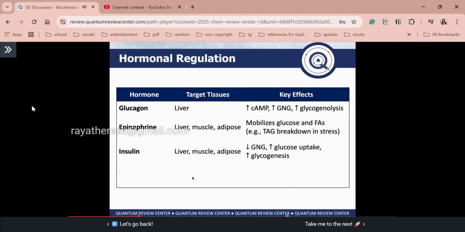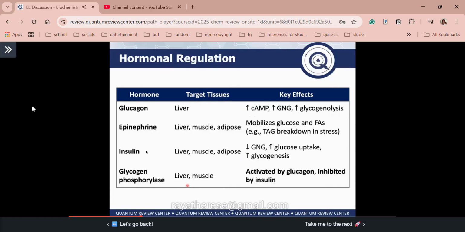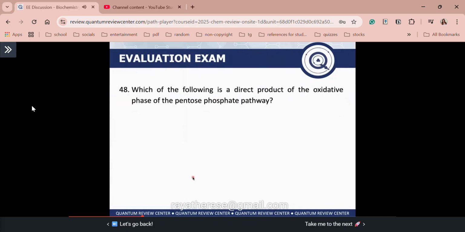All right. Letter number 3. Insulin: liver, muscle, and adipose also, class. But here, you see, it can lower the expression of GNG because again, we do not want glucose. We actually need to decrease the blood concentration of glucose. Right? So again, it will increase glucose uptake and increase glycogenesis because we have an excess of glucose in the blood. And lastly, glycogen phosphorylase: its target tissues are liver and muscle. And of course, class, it can be affected by both glucagon, by activating it, and insulin, by inhibiting it. Okay, so class, again, our answer for 47 is letter D, your glycogen phosphorylase hormonal regulation. All right, let's proceed with our next item.